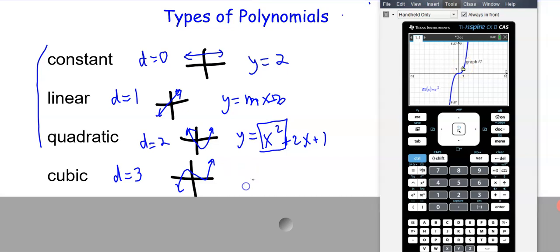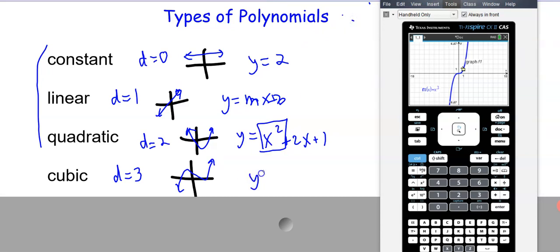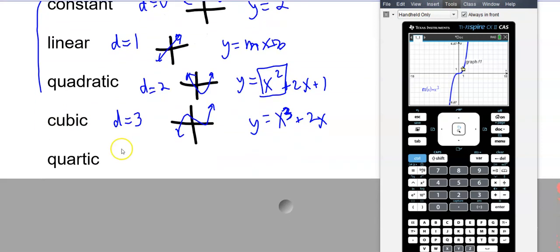So again, you're going to have y equals x to the third plus 2x or whatever the graph is, but it's going to have x to the third power. So when it's cubic, it's third power there. That's the key. The highest degree term is to the third power. If it's to the fourth power, that's going to be called quartic. If you look at the graph of a quartic, it may have a couple of wiggles in the middle. So it might look kind of like a W. That could happen.